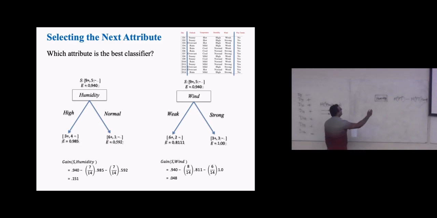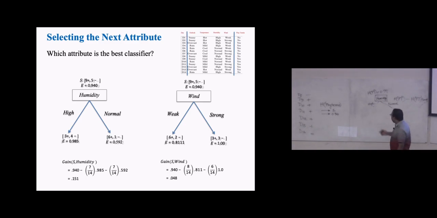So what is H of PT? 0.94, right? We have already computed this. So all we need to compute is the conditional entropy. How many options do you have for humidity from the table? Two. Either high or normal. These are the two options you have. If it is high, you have something. If it is normal, you have something, right?